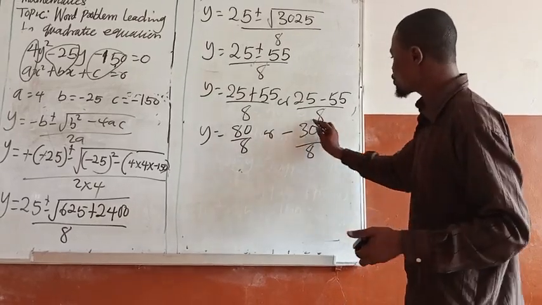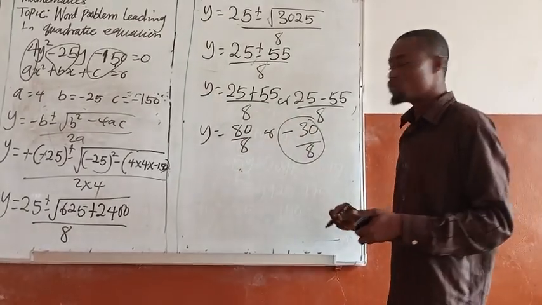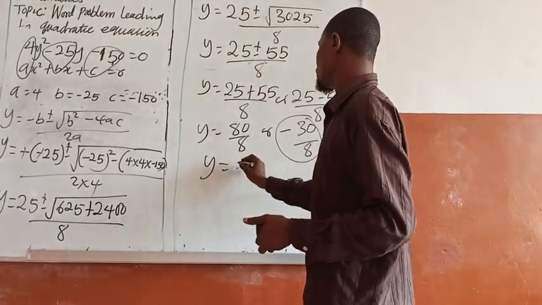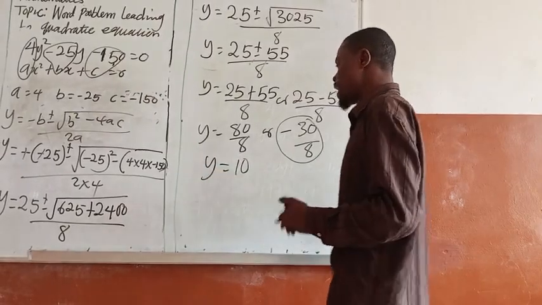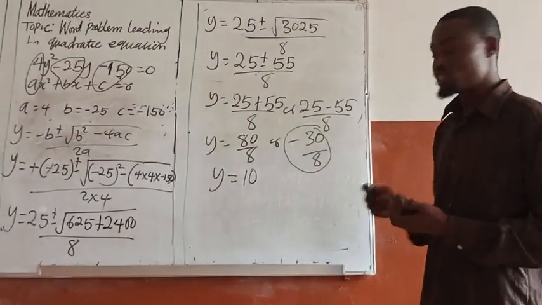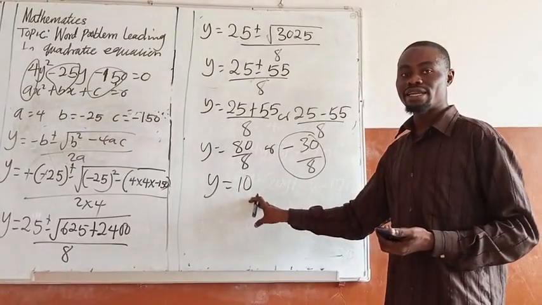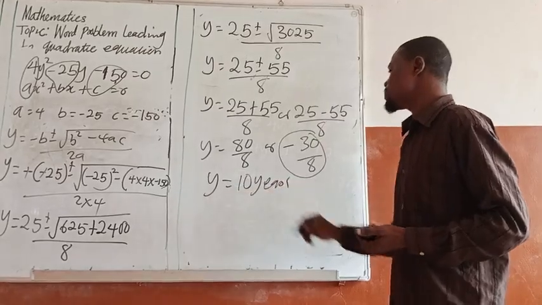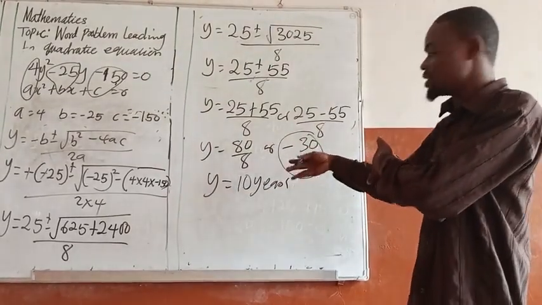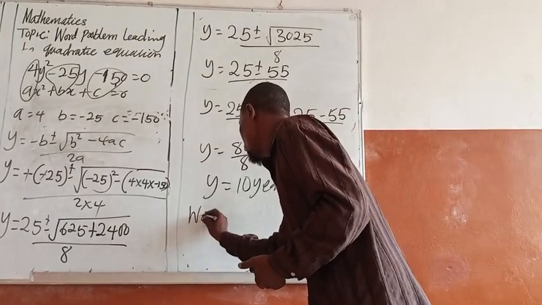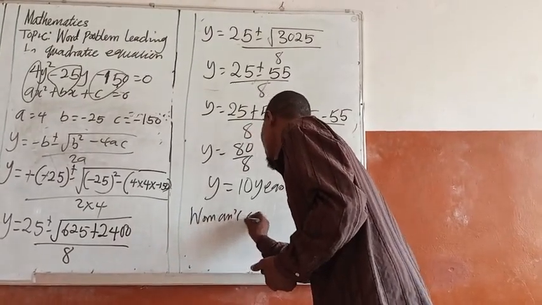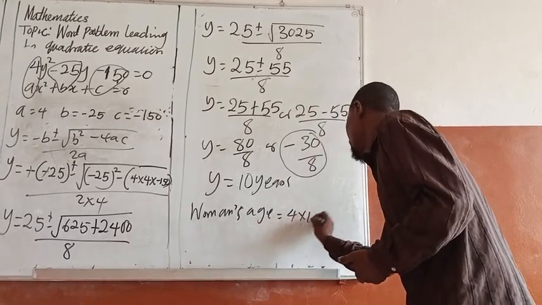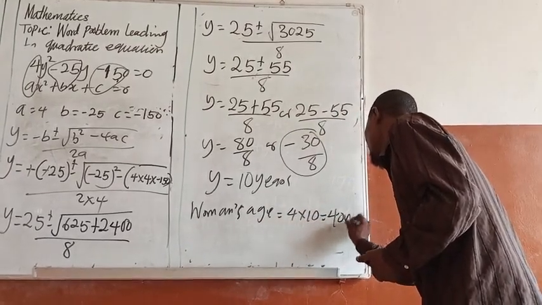And you can see age can never be negative, so we cannot use this value. We are dealing with this one. Y is equal to 80 divided by 8, we have 10. And remember I said let Y be the child's age, so the child is 10 years. So the mother's age is 4 times the child's age, which is the woman's age. Woman's age is equal to 4 times 10, is equal to 40 years.